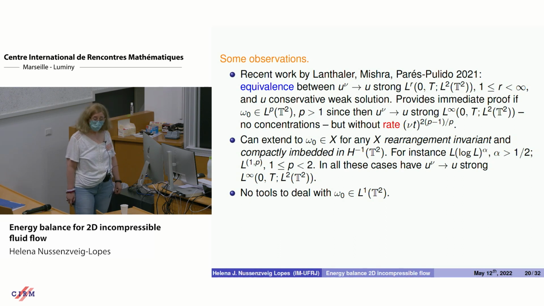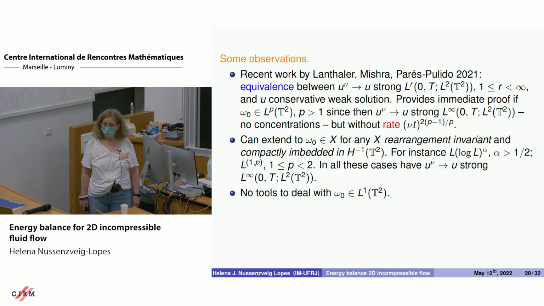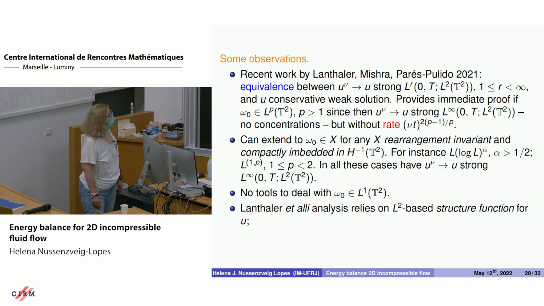The case omega naught in L1, the initial vorticity in L1, is left open. Not only is it left open, but the if and only if criterion says that, for a physically realizable weak solution, you're going to have conservation of energy if and only if you have strong convergence of the velocities. And this is something that we really do not expect if the vorticity is L1. We do not expect to have compactness in L2 for the corresponding velocities. So it's unlikely that we'll be able to establish conservation of energy if the initial vorticity is L1. Okay, this is just what I mentioned about the structure functions.